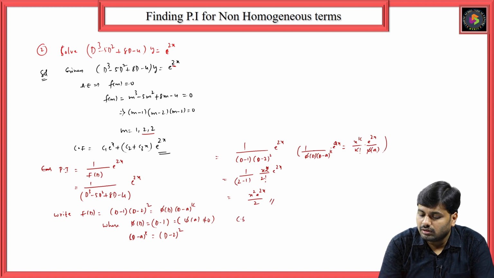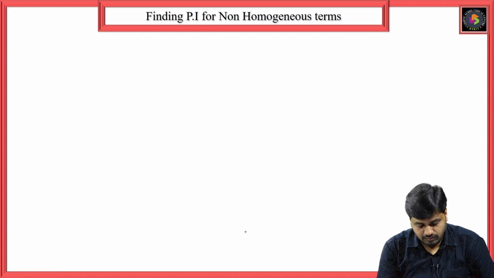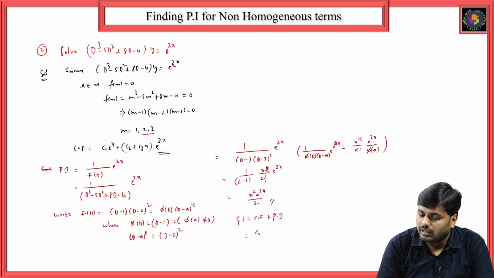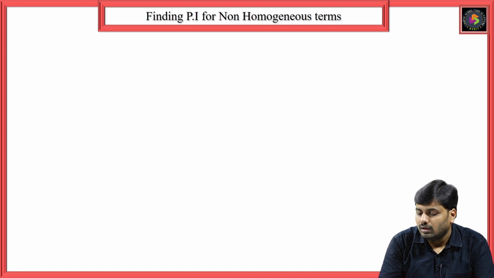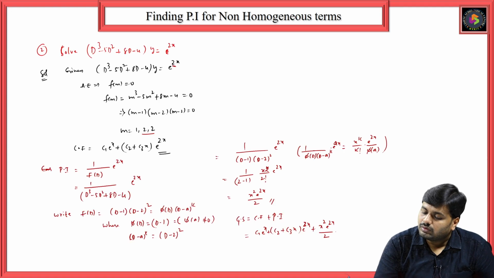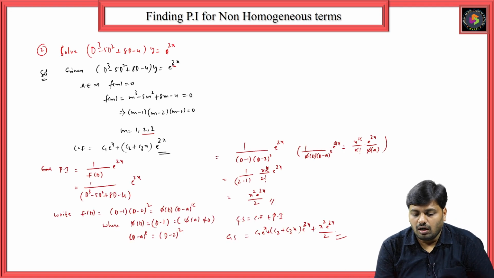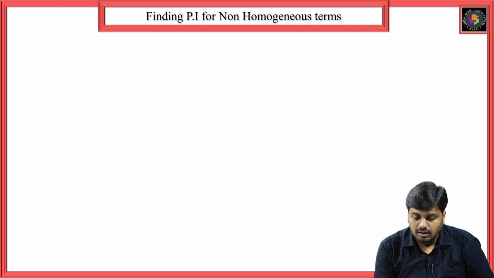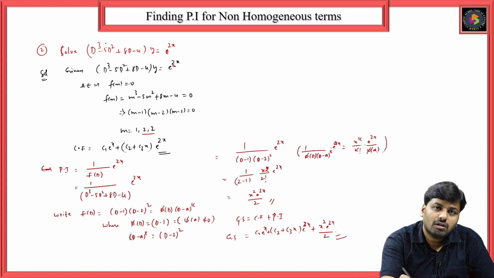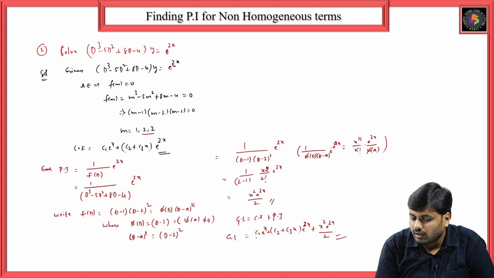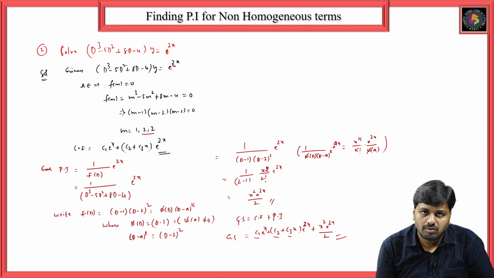Now therefore the general solution will be equal to CF plus PI, that is equal to c1 e power x plus (c2 plus c3 x) e power 2x plus x square e power 2x by 2. Now this is the final solution of the problem. This is a general solution. I already explained many times, the general solution means the number of arbitrary constants should be equal to the order of the differential equation. The order of the differential equation is 3 here, and the arbitrary constants are c1, c2, c3.